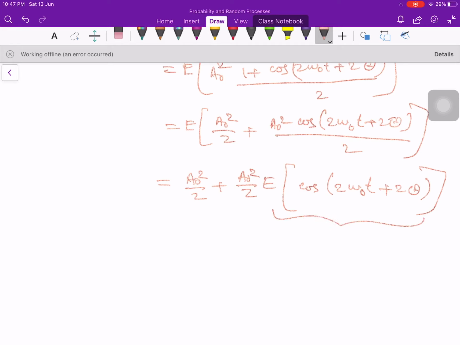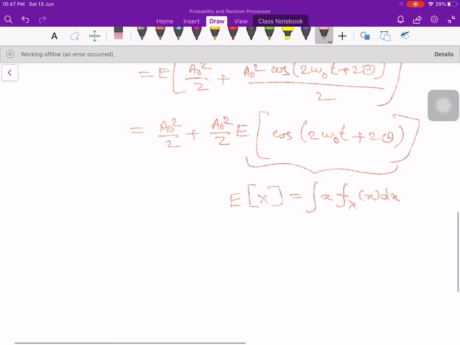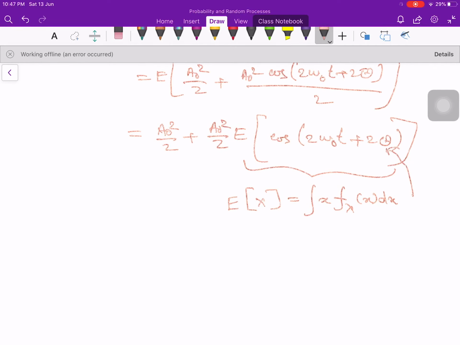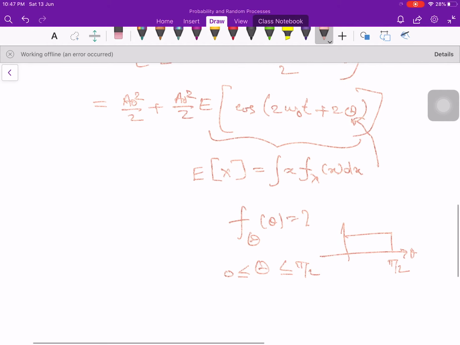So we know the formula, expected value of X is equal to the integral of x times f X of x times dx. The same formula you can use here, but the random variable is Theta here. So we need to find f Theta of theta. So how do you find this? In the problem it is given that Theta is uniformly distributed between 0 and pi by 2. That means it is like this. This is small theta and this is the function f Theta of theta.